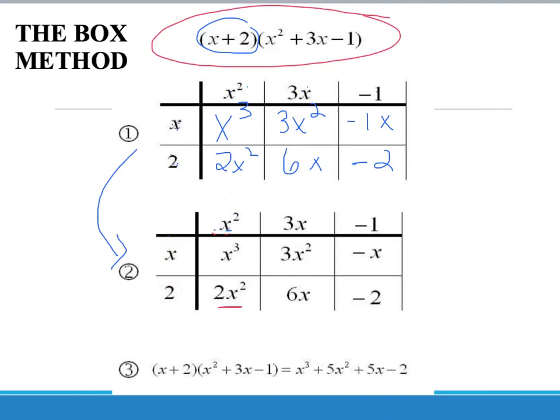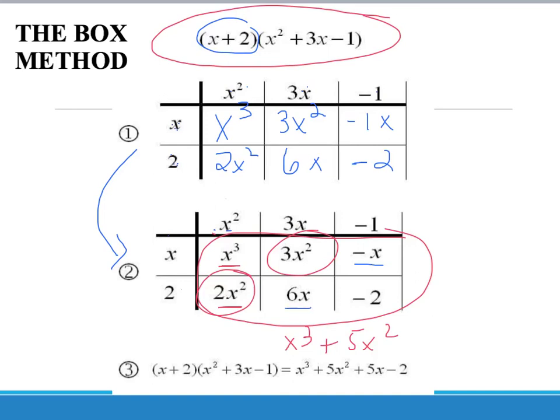Okay, so all of these are my answer, and I need to simplify them. So I have 1x to the third. So down here we see we have x to the third. Then I'm going to combine my x squareds. So I have 5x squared. Then the x's, so plus 5x. And then the minus 2 is on its own. Okay, so this is another method that you can use to multiply polynomials.